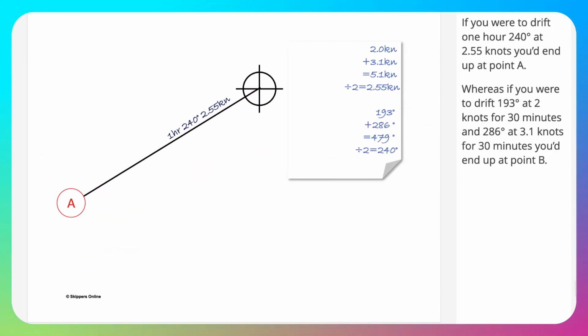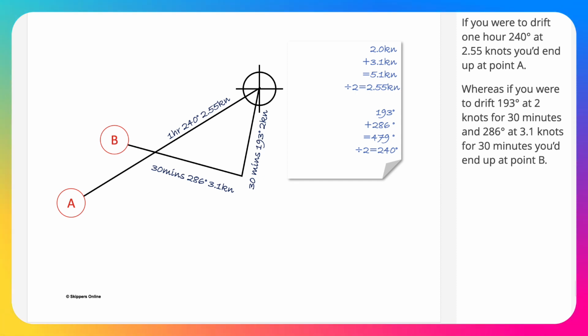If you were to drift 1 hour 240 degrees at 2.55 knots, you'd end up at point A. Whereas, if you were to drift 193 degrees at 2 knots for 30 minutes, and 286 degrees at 3.1 knots for 30 minutes, you'd end up at point B.